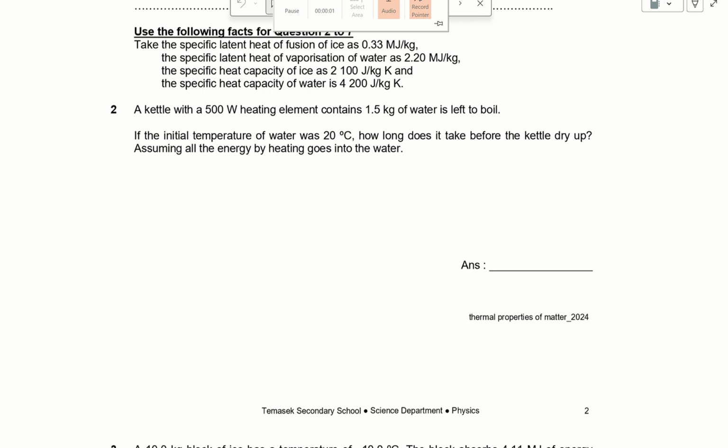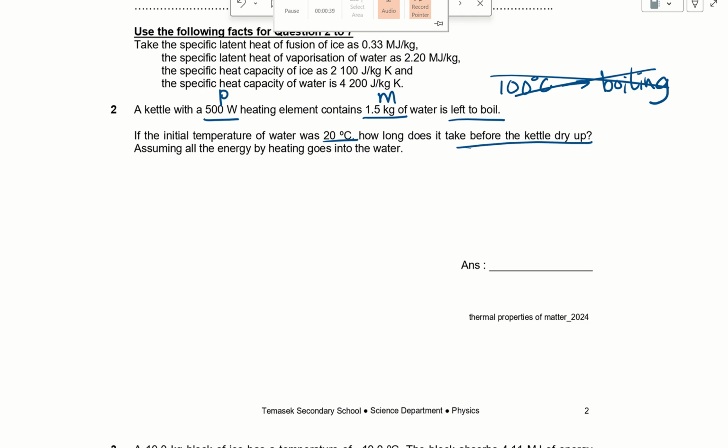Okay, for this video, I'll be going through thermal properties of metal tutorial, question 2. A kettle with a 500 watts heating element, so this is my P, contains 1.5 kg of water, so this is my mass of water. If the initial temperature of water was 20 degrees, how long does it take before the kettle dries up?